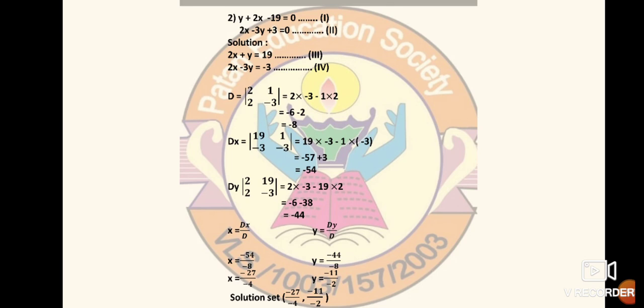And then coming down to y is equal to dy by d, negative 44 by negative 8. If you reduce that, it will become negative 11 by negative 2. The negative sign can be cancelled, and the answer will become 11 upon 2.